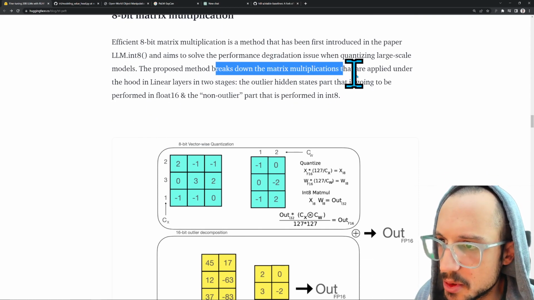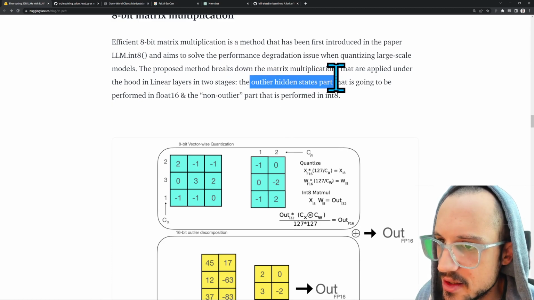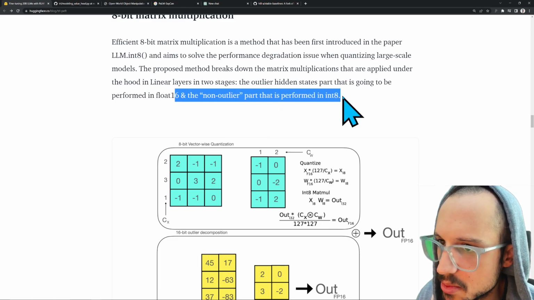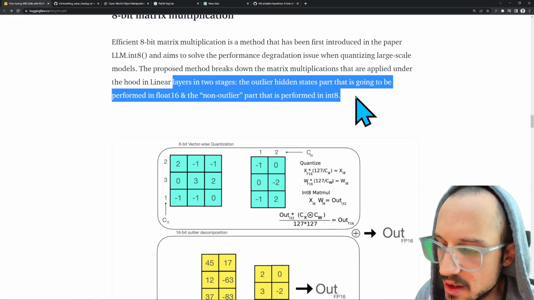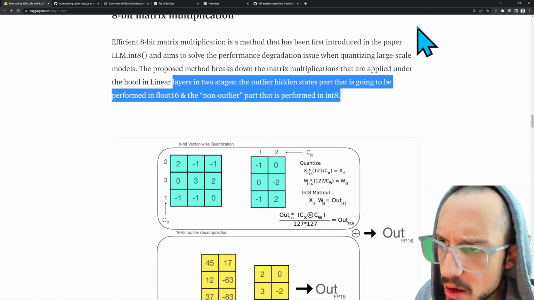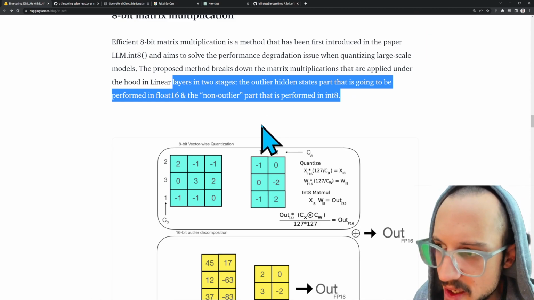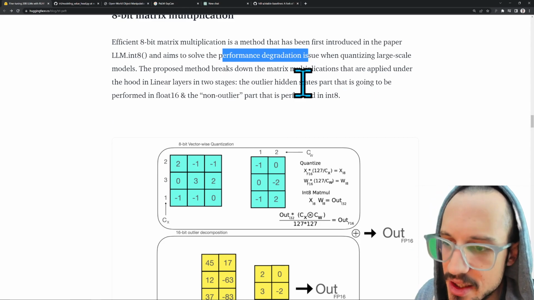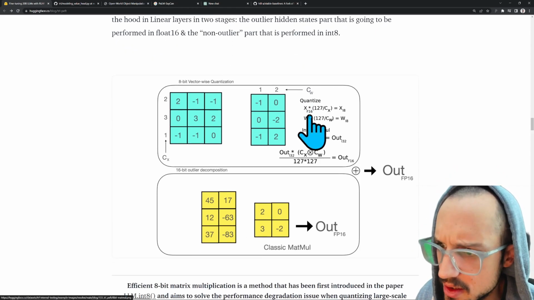Breaks down the matrix multiplications, the outlier hidden states part that is going to be performed in float 16, and the non-outlier part that is performed in int8. So, okay, there's different parts of the model. Some of them are going to be more susceptible to this performance degradation from quantization than others. So having different data types throughout the model might be a way to do this, which is kind of what they're suggesting here.